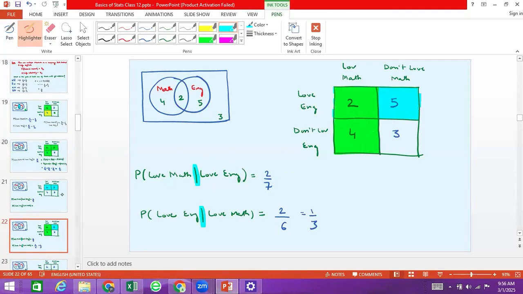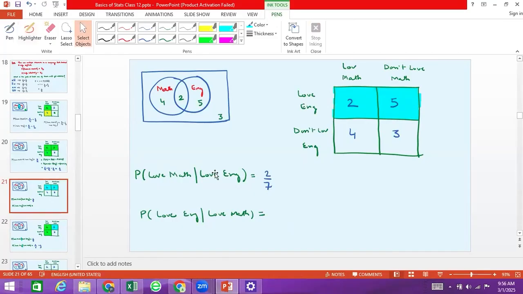Yeah, sure. So the probability of someone loving math, given that they love English, is 2 by 7. How? When I say given that they love English, it means they are already out of these 7 students. Out of these 7 students, tell me what is the probability that someone will love math? That is 2 by 7.